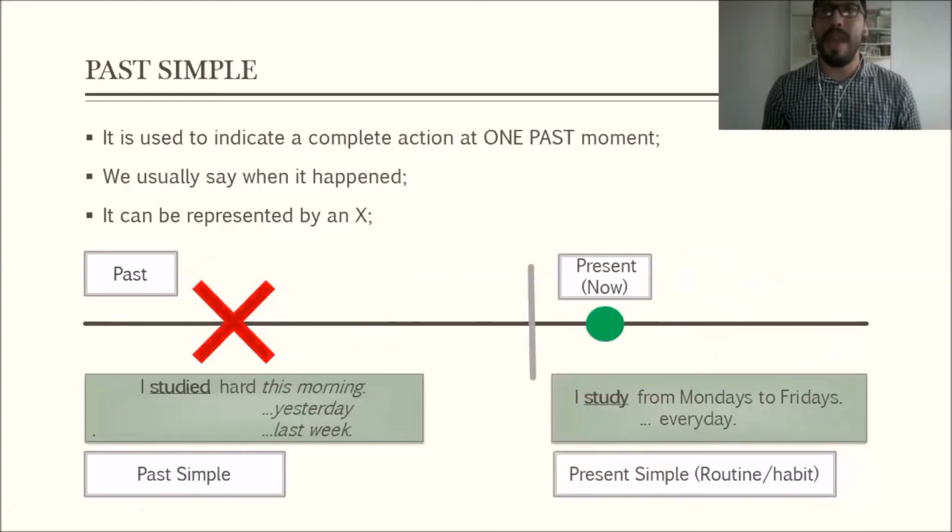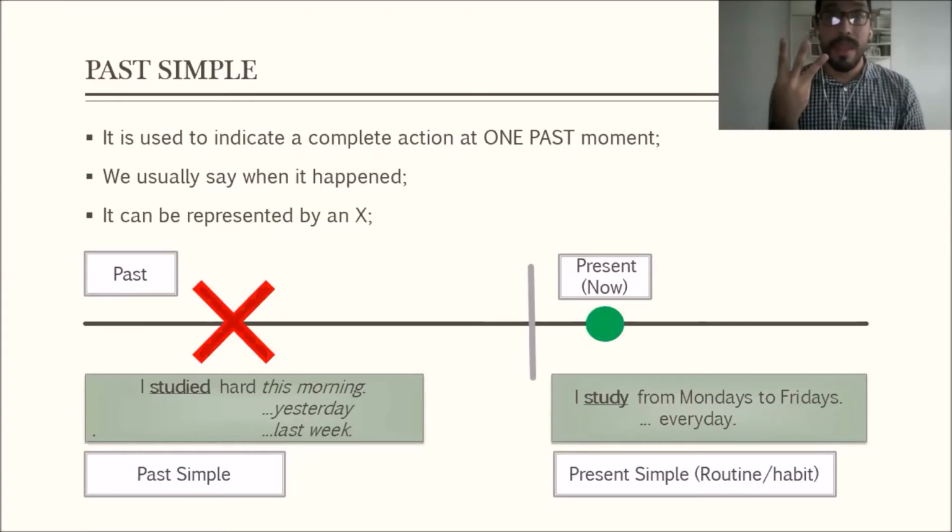Simple past. First, it is used to indicate a complete action at one past moment. So one moment in the past, and the action is complete. The action is finished, okay? Second, we usually say when that happened. We usually say when it happened, okay? Yesterday, this morning, last week, last year, last decade, whatever. I usually tell you when that happened, okay?